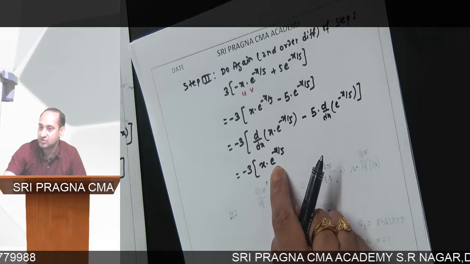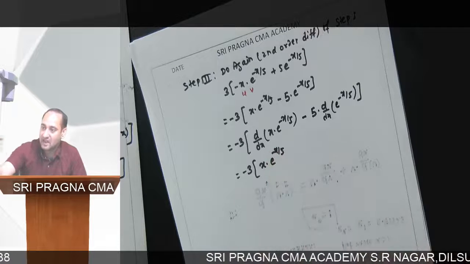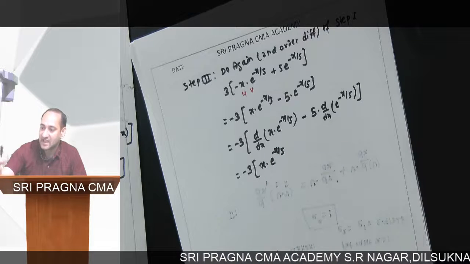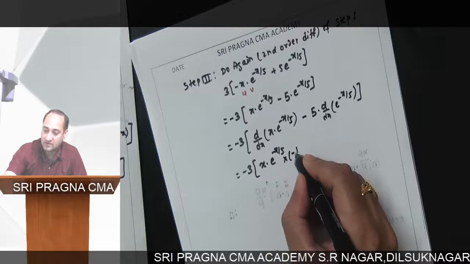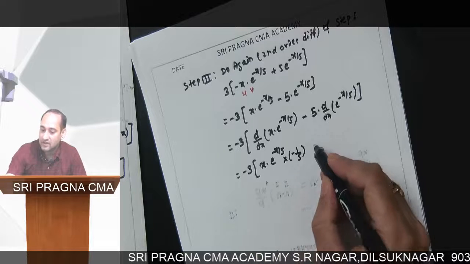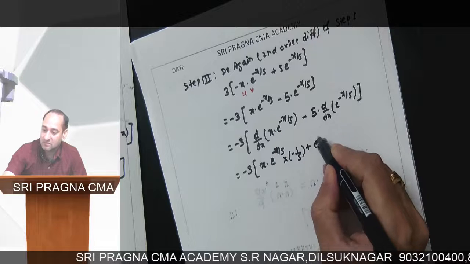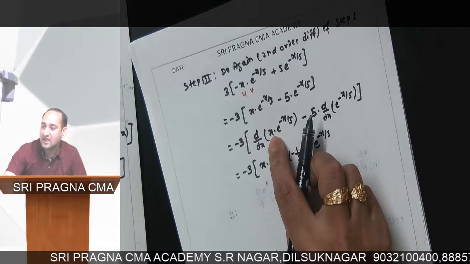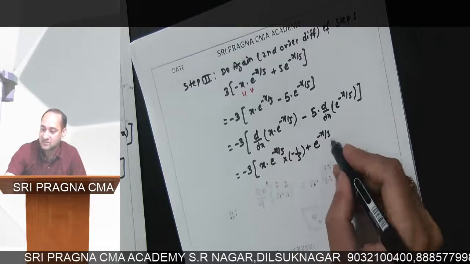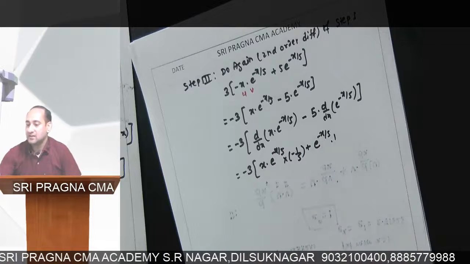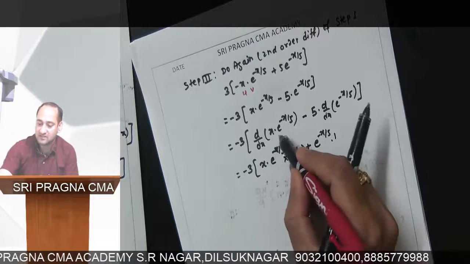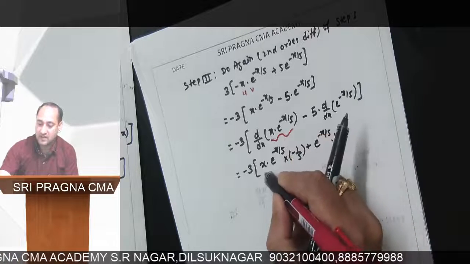So we are getting e to the power minus x by 5, and again I am doing the differentiation of minus x by 5. So we are getting minus 1 by 5. Okay, is it clear? Now again I need to do e to the power minus x by 5 and x, differentiation. So we are getting 1. Is it clear? So we have done the differentiation of this part.